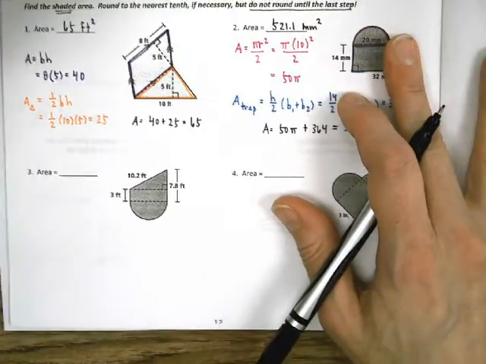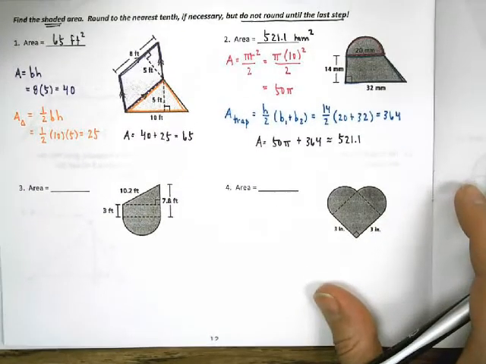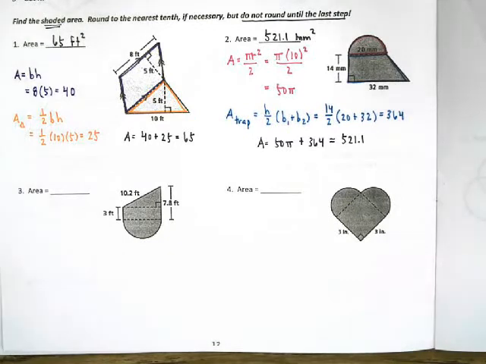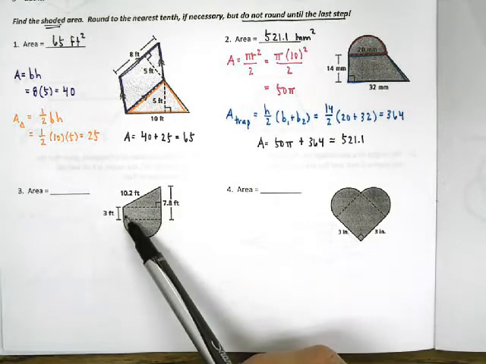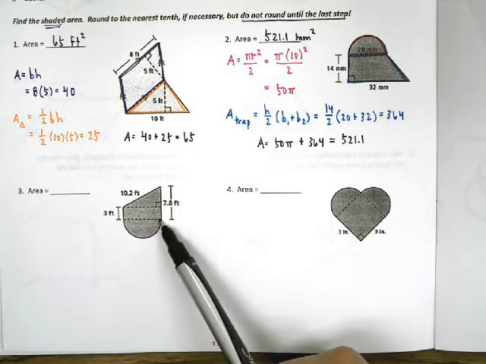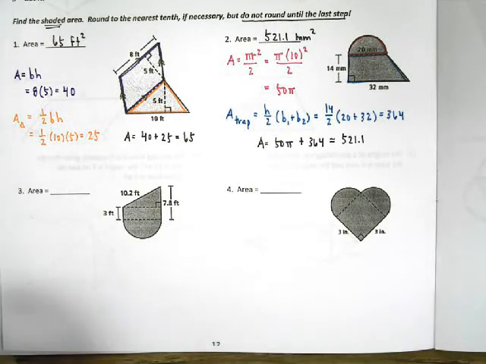Okay. Now let's look at the next one. So the first thing I'm going to try to do is decide the shapes that I need to break this up into. So there's a couple ways I could go here. I could take this triangle on top, plus this rectangle, and then add the semicircle. But to me, again, my goal is to get this in as few shapes as possible.